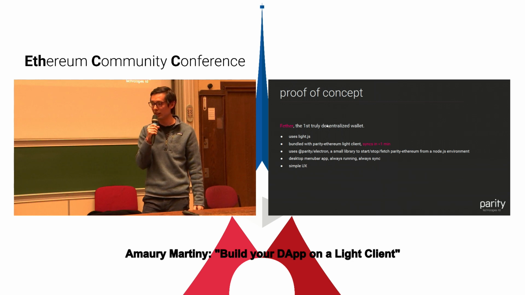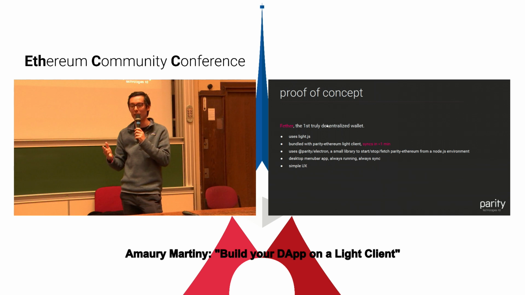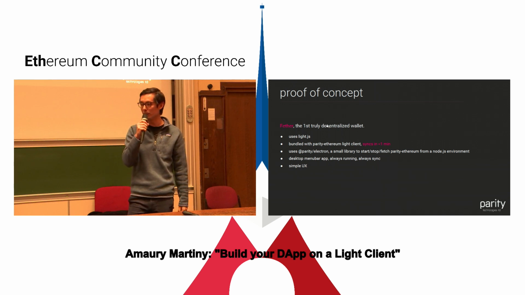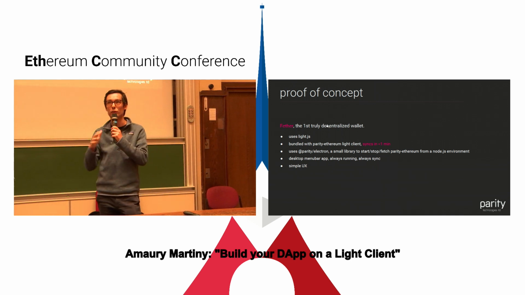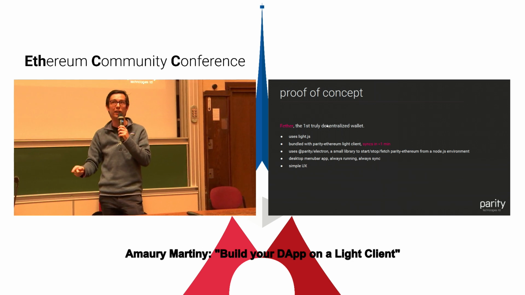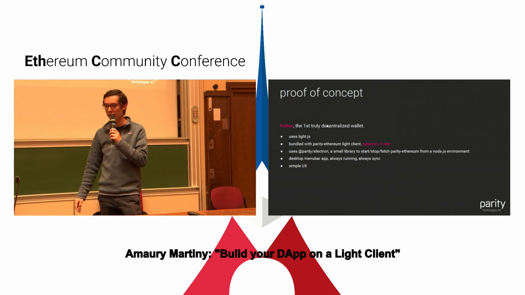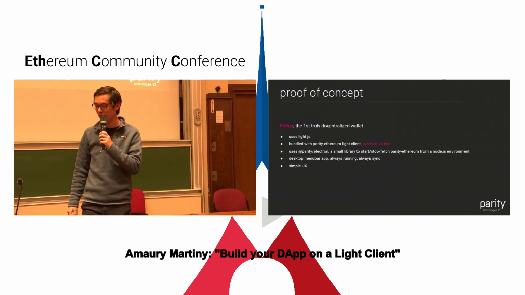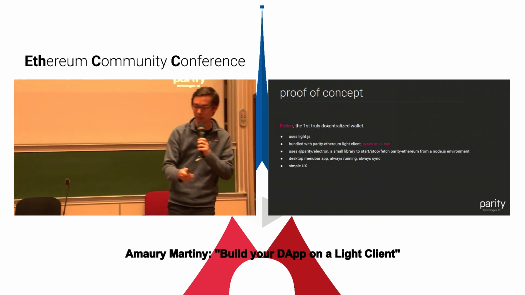It uses Light.js. It's bundled, as you see, it downloads the Parity Ethereum light client. Everything is done in under 1 minute. It uses another library called Parity Electron, also inside of it, which will manage the light node. We'll start it, fetch it, and stop it whenever we want from a Node.js environment. It's a desktop menu bar app. It will always be running and always syncing on your computer. And we try to make it a simple UX.